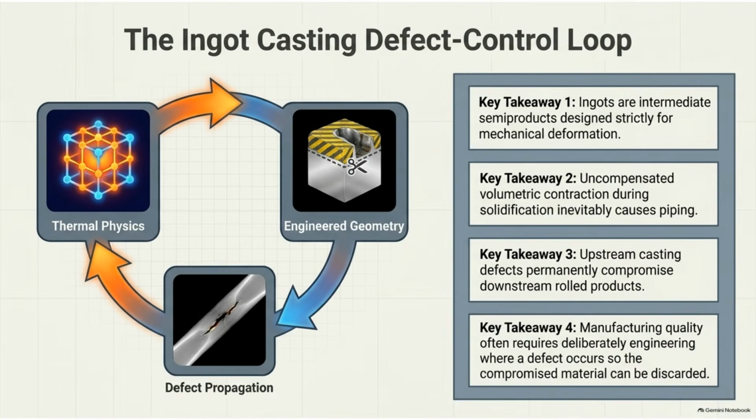In summary, the ingot casting defect control loop connects thermal physics and engineered geometry to manage inevitable contraction, ensuring that downstream products are free from the internal fractures caused by casting defects.